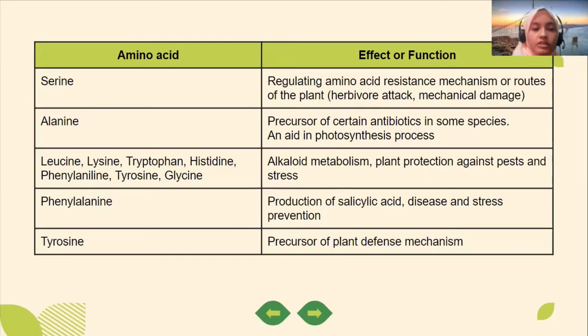Next, we have a set of amino acids which have the same function, for example leucine, lysine, tryptophan, histidine, phenylalanine, tyrosine, as well as glycine. They are used in the alkaloid metabolism pathway, as well as plant protection against pests and stress. Also phenylalanine is used in the production of salicylic acid, as well as disease and stress prevention. And lastly, we have tyrosine, which is the precursor of plant defense mechanisms.